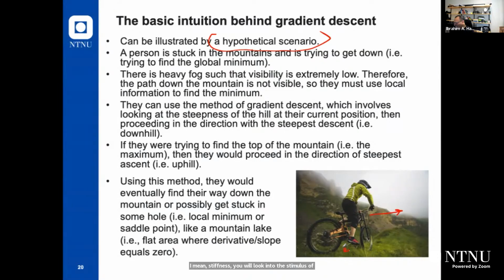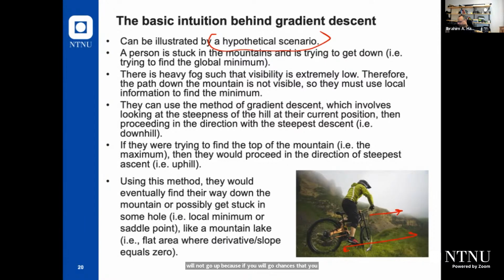So you are here, for example, and you will see that the steepness is like this. It's going down here, so you will go that way. You will not go up, but you need to go down. So you look around yourself and look for the steepness of the hill at your current location. Then you will go in the direction with the steepest descent downhill. You will not go up, because if you go up, the chances are that you are climbing, but you need to go down. You need to descend, in fact.